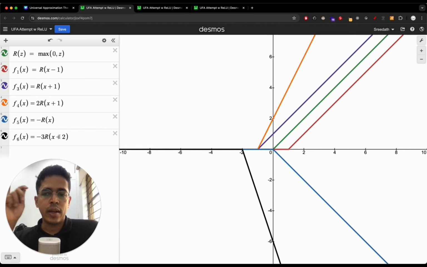So this will be the normal ReLU. It will be offset by minus 2 on the x-axis, so in the negative axis direction. And the slope will be minus 3. So this slope is actually minus 3.